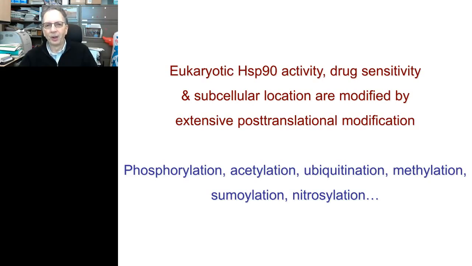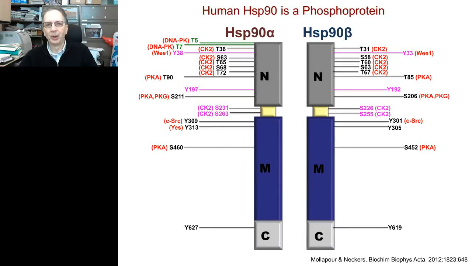Focusing on phosphorylation as the post-translational change, because phosphorylation has been the most actively investigated of the modifications to HSP90. This is a slide showing HSP90 alpha and beta, the stress-inducible form and the constitutive form, listing some, but not all, of the phosphorylation sites that have been identified.